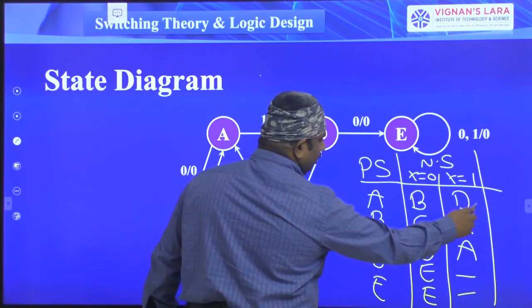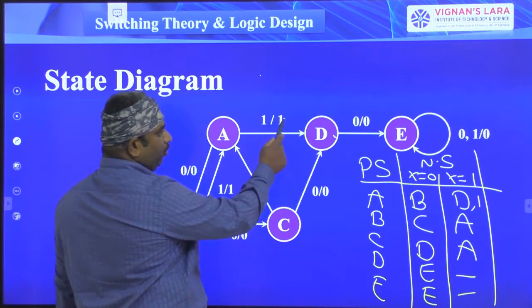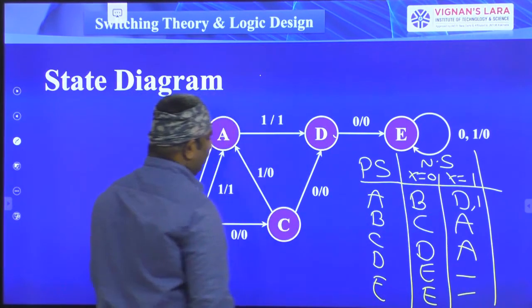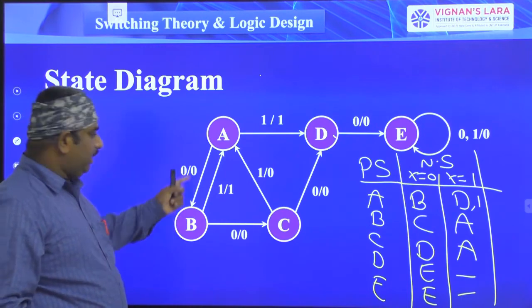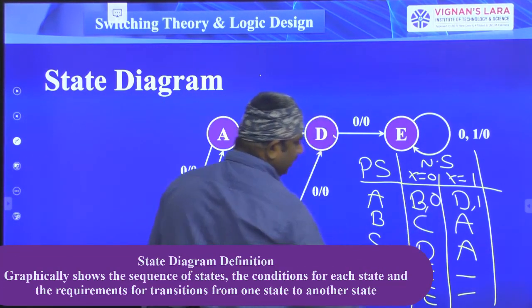Right? D comma 1. Why? Because from A to D we are shifting, and input is 1, output is 1. Next, A to B we are shifting. When input is equal to 0, output is also 0. We have to write here B comma 0.